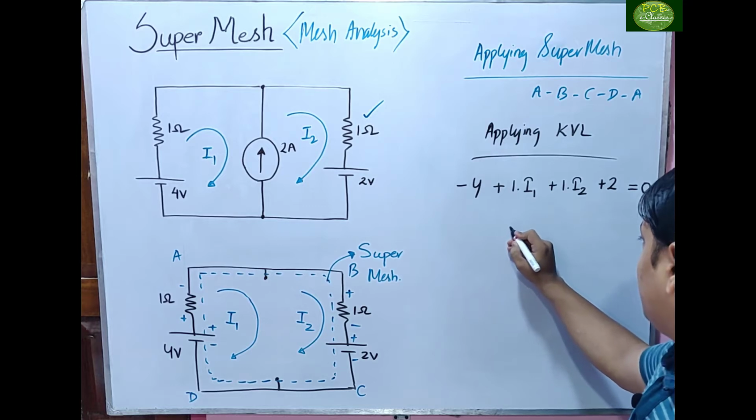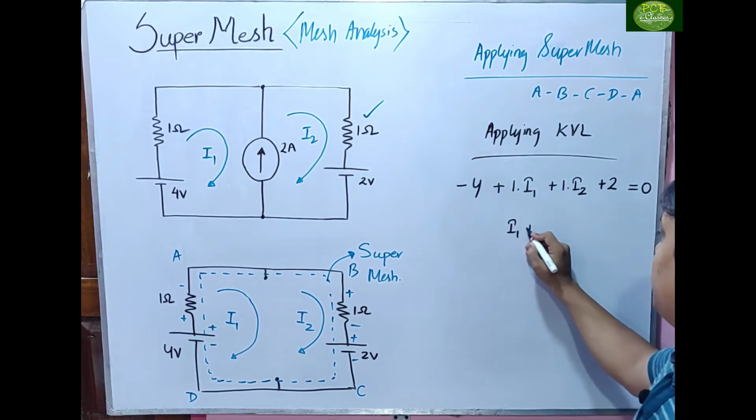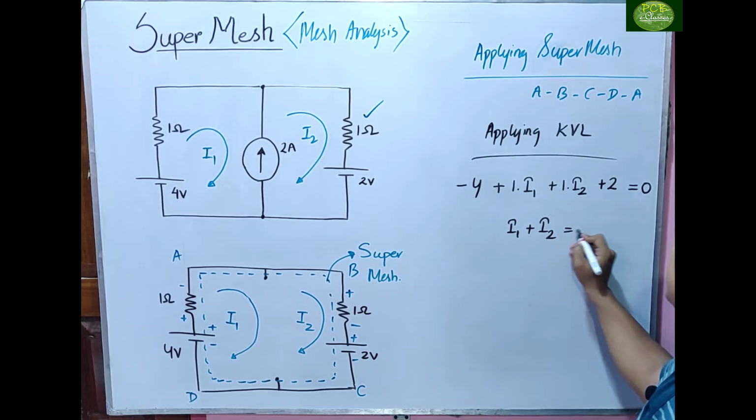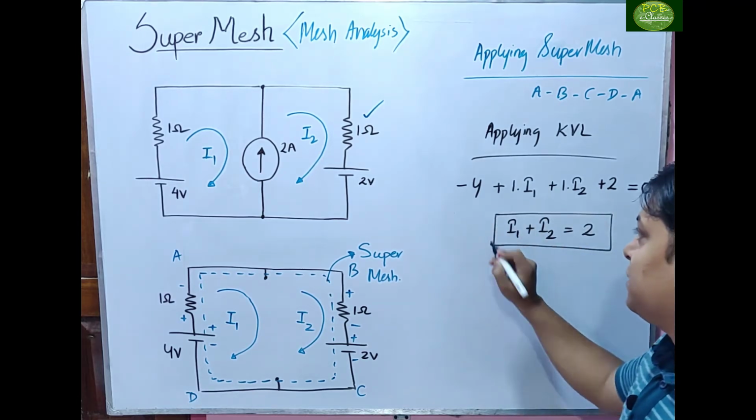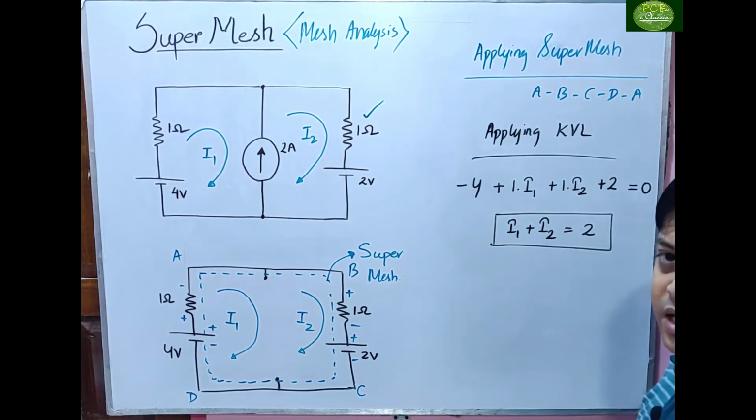So what can I write down? I1 plus I2 equals 2. This is my super mesh equation by applying KVL. Fine. This is equation number 1.